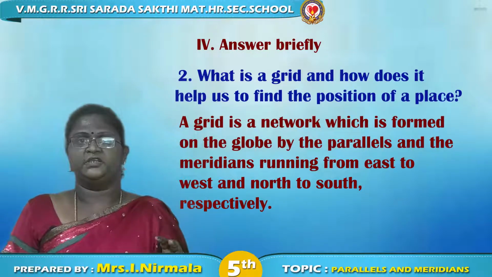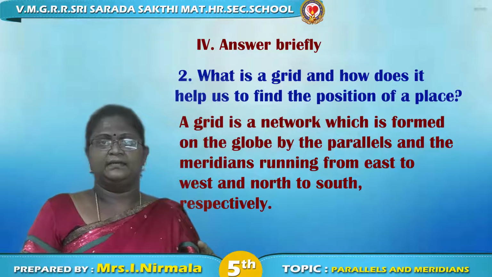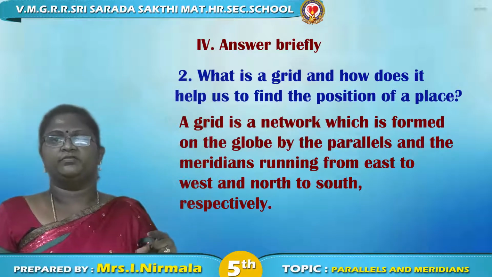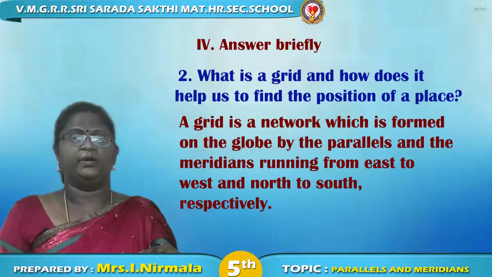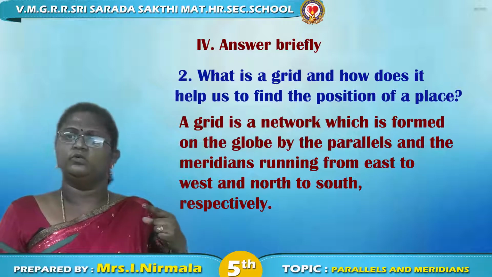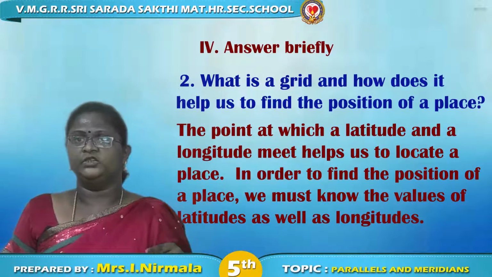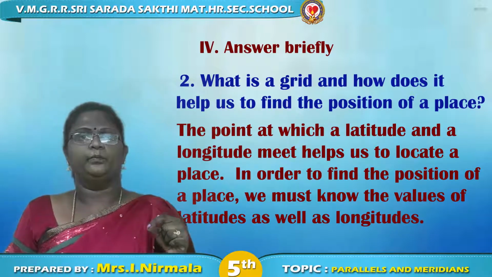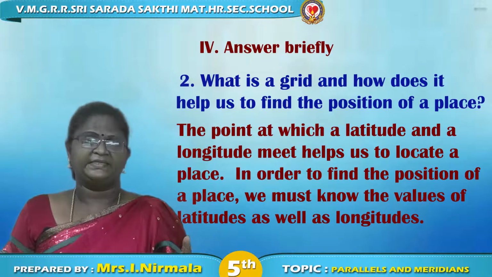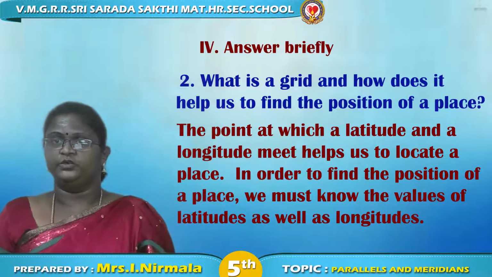Second question, it's a big question also. What is a grid and how does it help to find the position of a place? A grid is a network which is formed on the globe by the parallels and meridians running from east to west and north to south. The point at which the latitude and longitude meet helps us to locate a place. In order to find the position of a place, we must know the values of latitudes as well as longitudes.